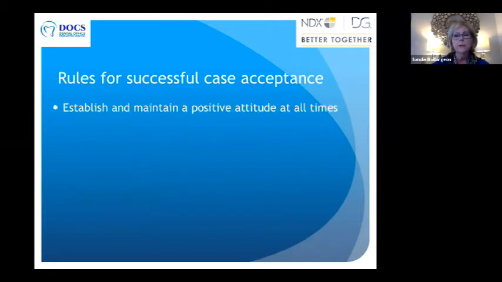So here are some rules for case acceptance. Establish and maintain a positive attitude at all times. When I'm working with an office and we're hiring a treatment coordinator or training a treatment coordinator, I always look for somebody who has an interactive personality, who really truly loves dentistry and loves what they're doing, and who loves to talk. It's very important to have somebody who has an open personality that really is interested in people and who talks to people.